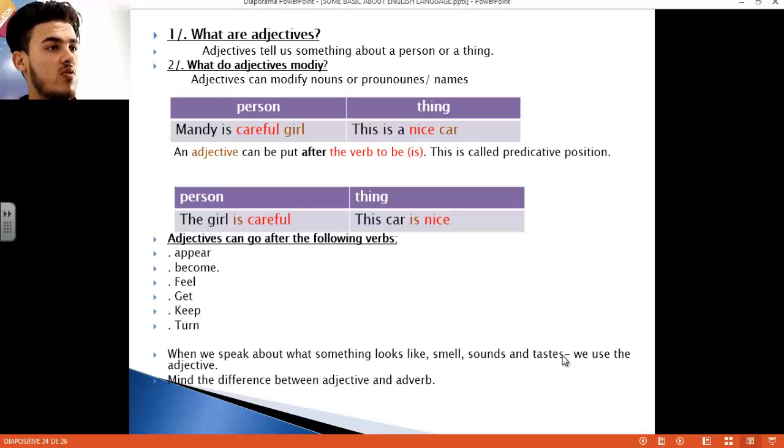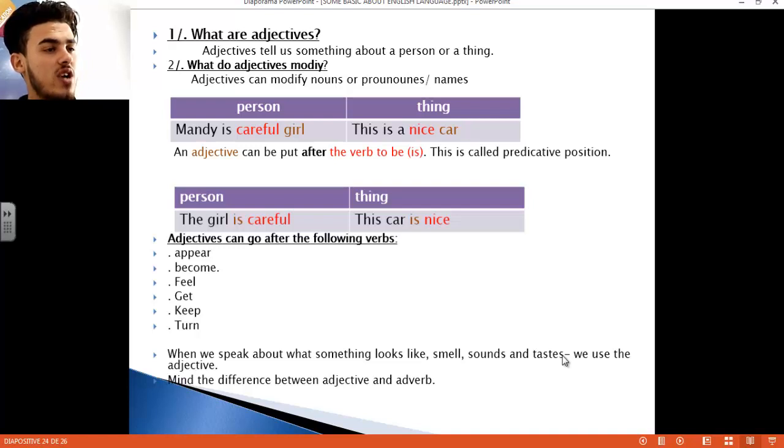Here the example is, we are modifying a person, we say, Mandy is a careful girl. While in the second example, we are modifying a thing: this is a nice car. Nice here is the adjective, and it is modifying the car, which is a thing.